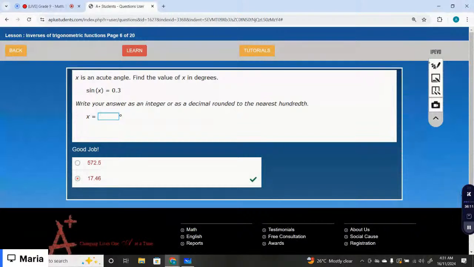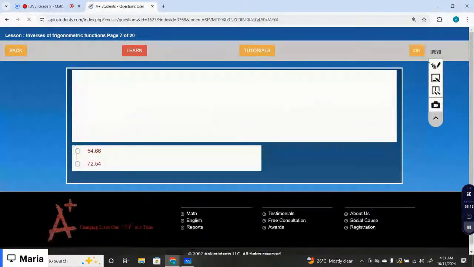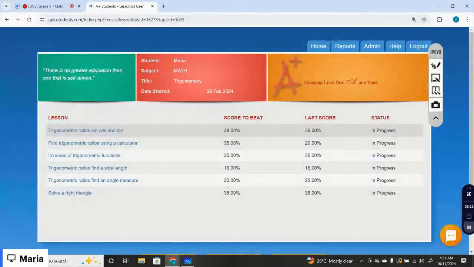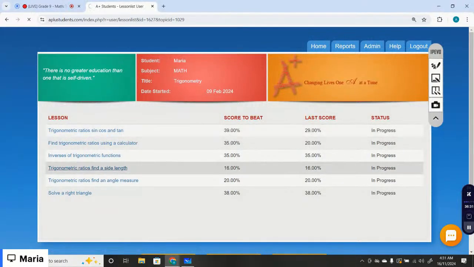Okay, you can complete the lesson by yourself later today. Let me just move on to next lesson. The next lesson is trigonometric ratios. Find a side length.